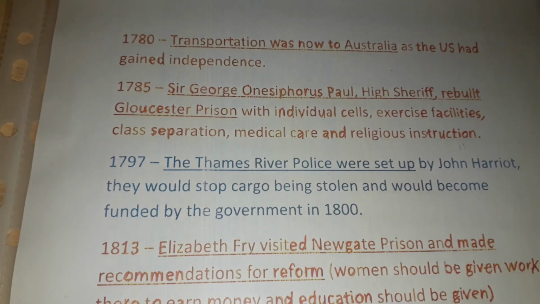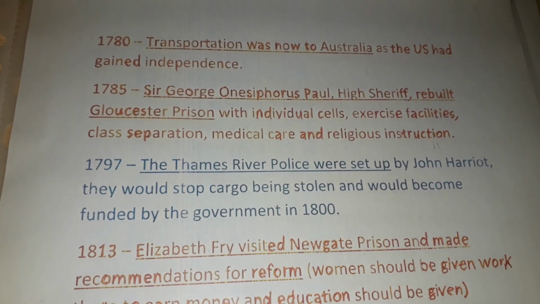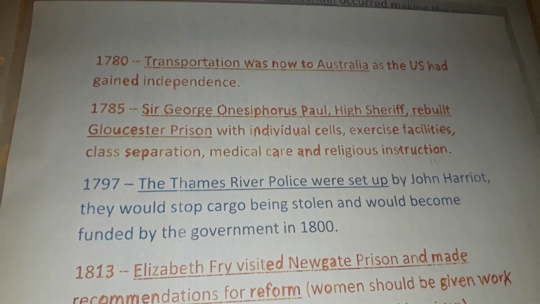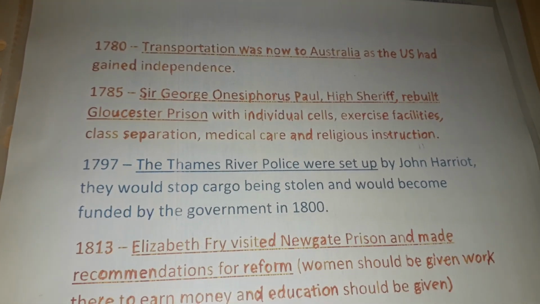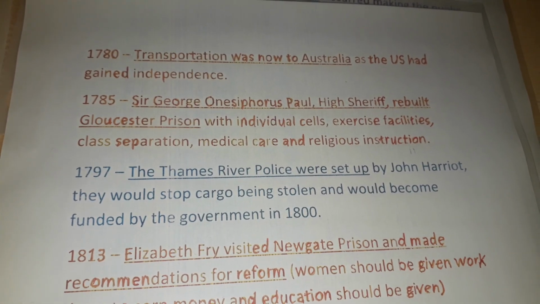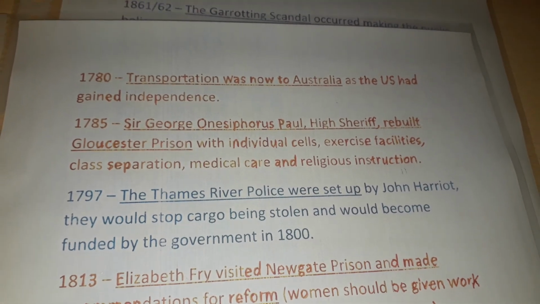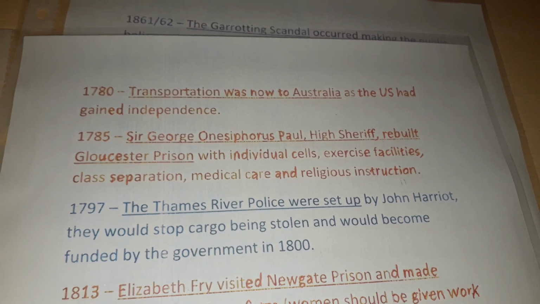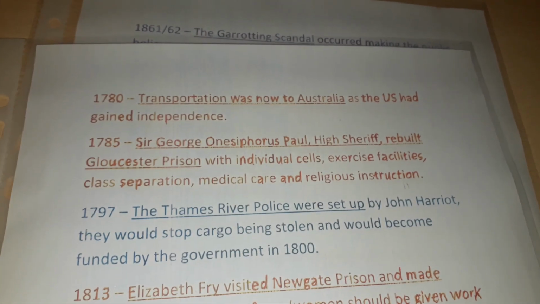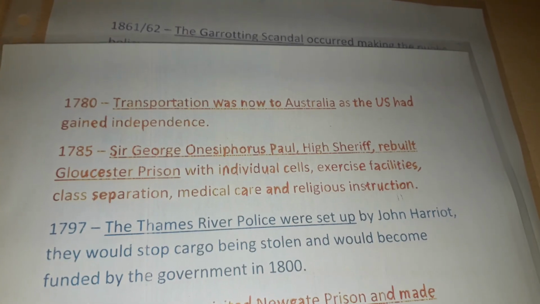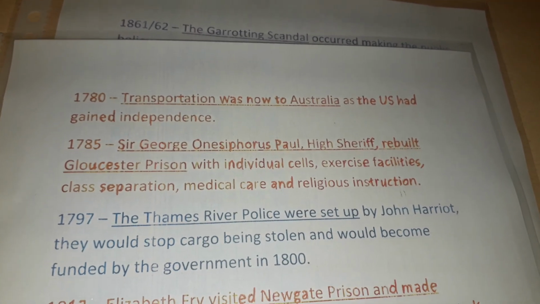So in 1785, Sir George Onesiphorus Paul, a high sheriff, rebuilt Gloucester Prison with individual cells, exercise facilities, class separation, medical care, and religious instruction. So he added all these things, some of which were suggested by John Howard, which would make it better for prisoners at this time.